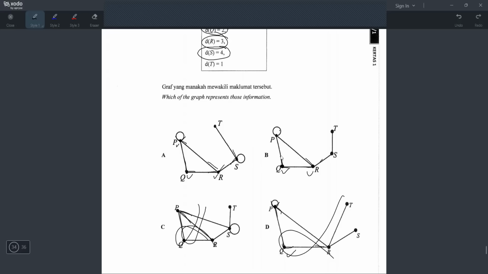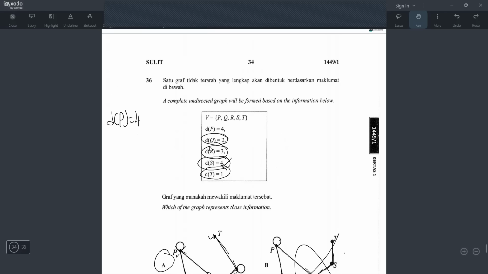So yeah, this is true. What about here? This one, the degree of vertex S is only 2 because there are 2 lines. So this is wrong because it says here 4, right? So A is the answer. Okay, and if you look at the last one, degree of vertex T is 1. Yeah, it's also correct. So A is the answer. So make sure you know what degree is, and make sure you know how to find degree.